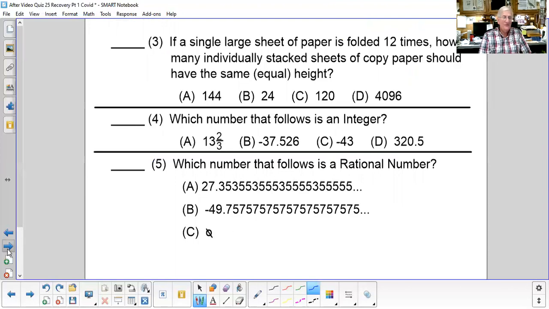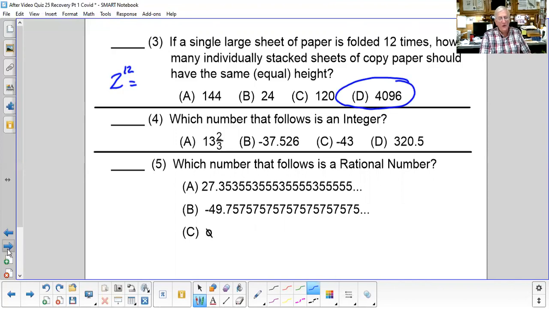Let's go on. A single sheet of paper is folded 12 times. How many individually stacked sheets of paper should have the same or equal height? So what do I have to do to get that? You're going to have to remember this for the final, not for the test coming up, but it would be what? 2 to the 12th power. And what is 2 to the 12th power? If you didn't do this last night, do it now. Do 2 caret 12, and when you do, you get 4,096, which appears to be choice D.